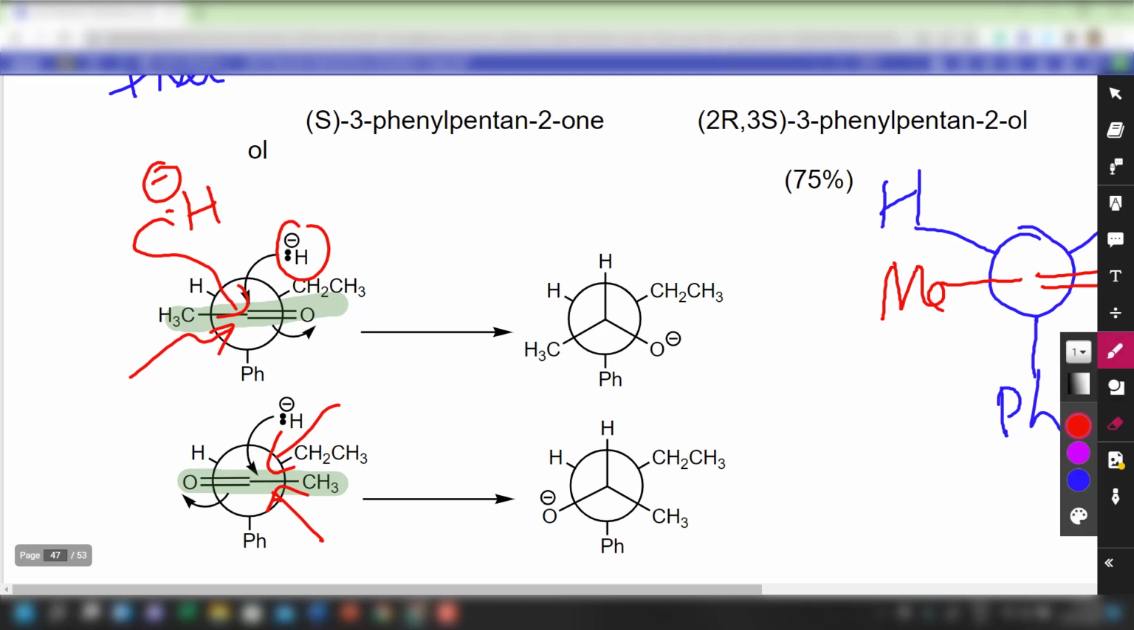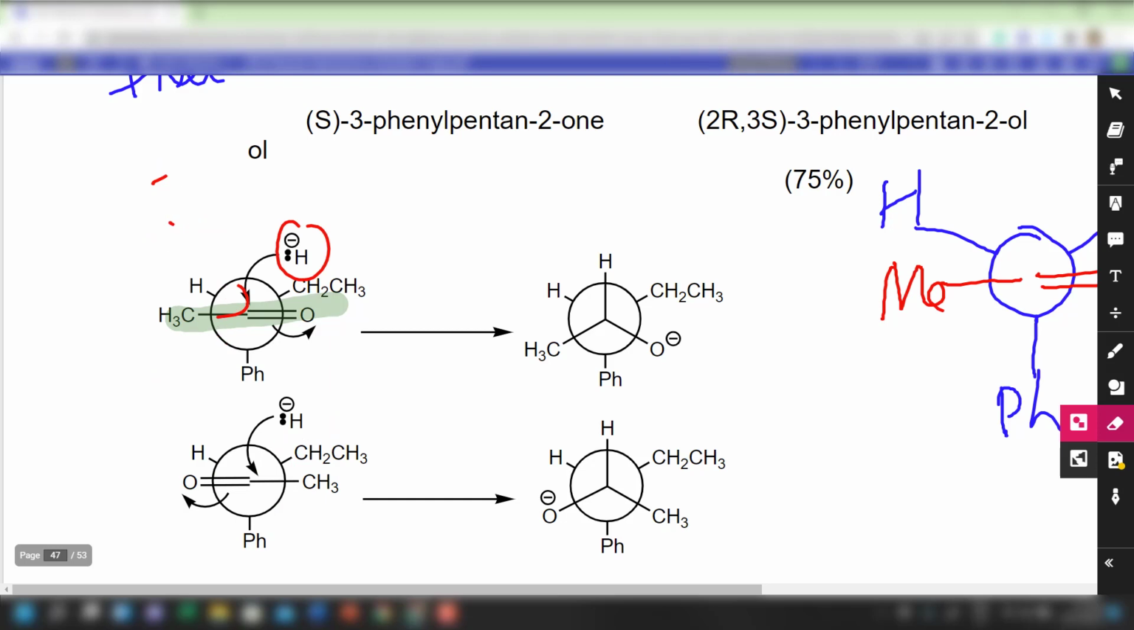So maybe I'll just erase this so that it's not too messy. You notice that in this particular approach, this O will now shift downwards. Sorry that I used an arrow. I shouldn't be using an arrow because an arrow simply means arrow pushing. That's why I erased it straight away.